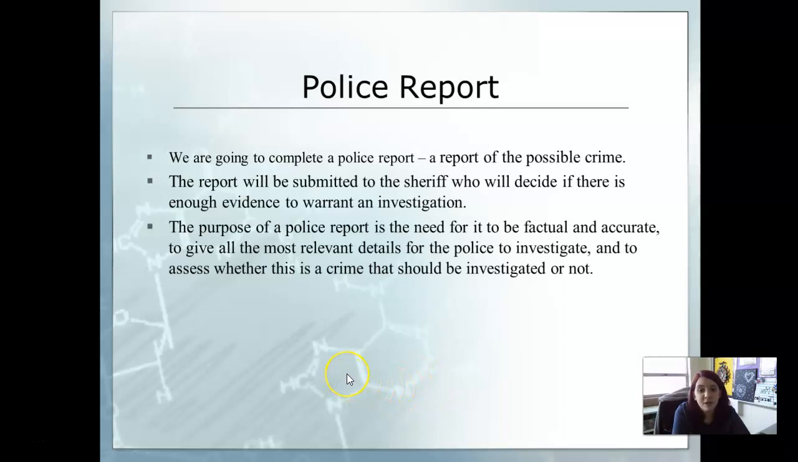So we're going to complete a police report, a report of a possible crime. The report will be submitted to the sheriff, who will decide if there's enough evidence to have a warrant for an investigation. The purpose of a police report is the need for factual and accurate information, and it gives the most relevant details for the police to investigate, and they can assess whether the crime should be investigated or not.